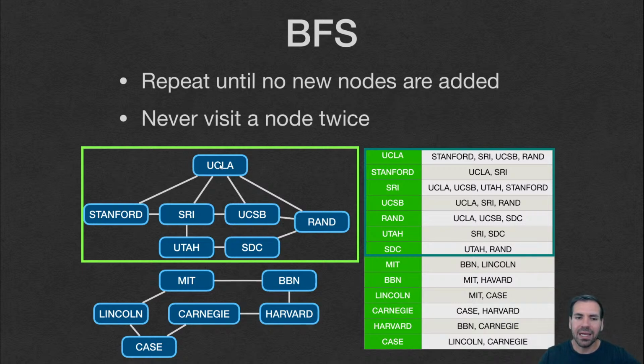So if you were asked to find the degrees of separation between UCLA and MIT, you would start at one of those as the starting node, run breadth first search, and if you never explored the other one, which is the case here, then you know that those two are not connected. If you did explore the other node, then you know that they are connected.